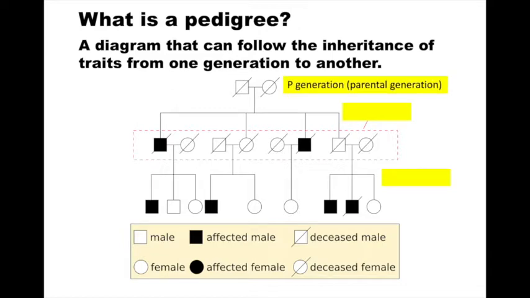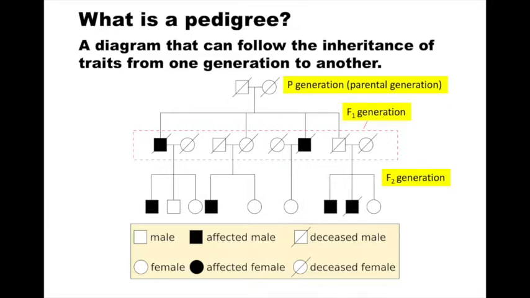The P generation would be the parents, the ones who are first considered in a pedigree. And then from there we get to the F1 generation, which is this group of brothers and sisters who end up marrying, and then we have the F2. That's what I wanted you to see. I'm not sure why it showed the highlighting before it showed the words. But that is what you need to understand about a pedigree.